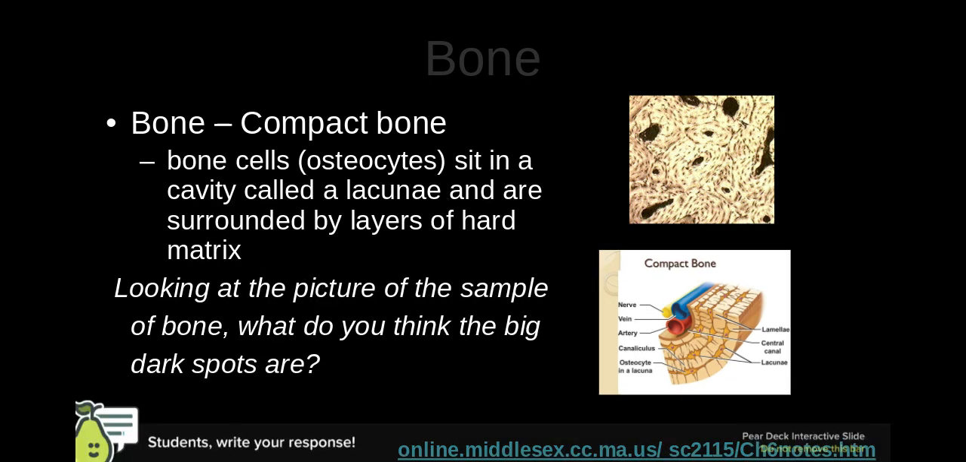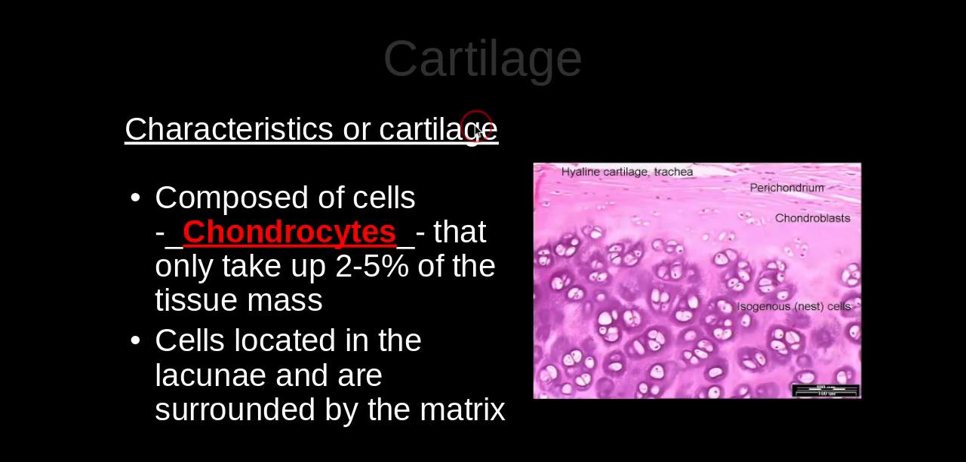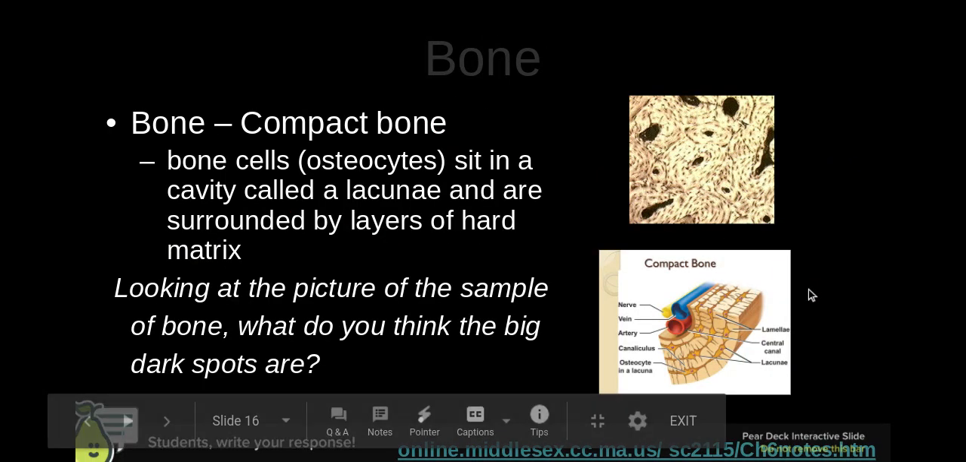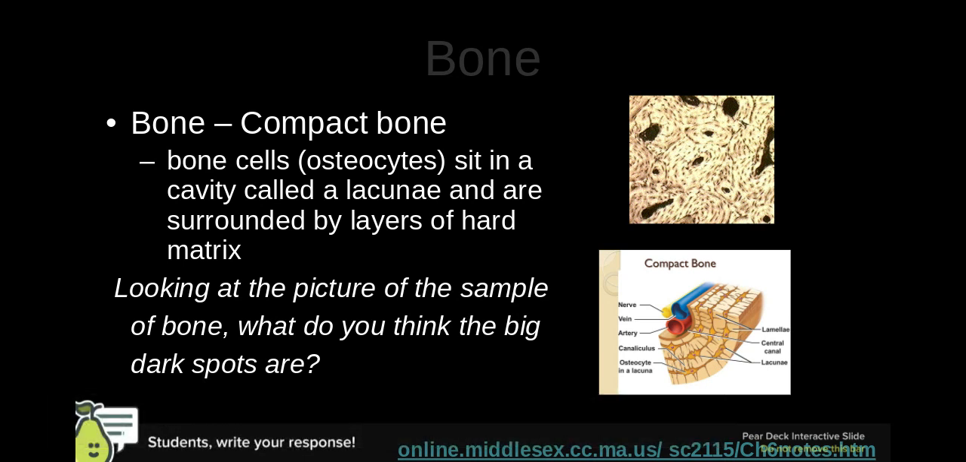Inside the bone, the actual cells are called osteocytes. When you look down at your illustrated version, you can see the osteocytes spread throughout those concentric circles around the central canal. They sit in a cavity called a lacuna and are surrounded by layers of that hard matrix that contains those mineral salts that make it hard.